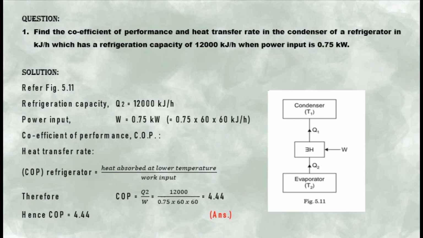Distribute the given values to the formula. We have 12,000 over 0.75 times 60 times 60. We have now 4.44.